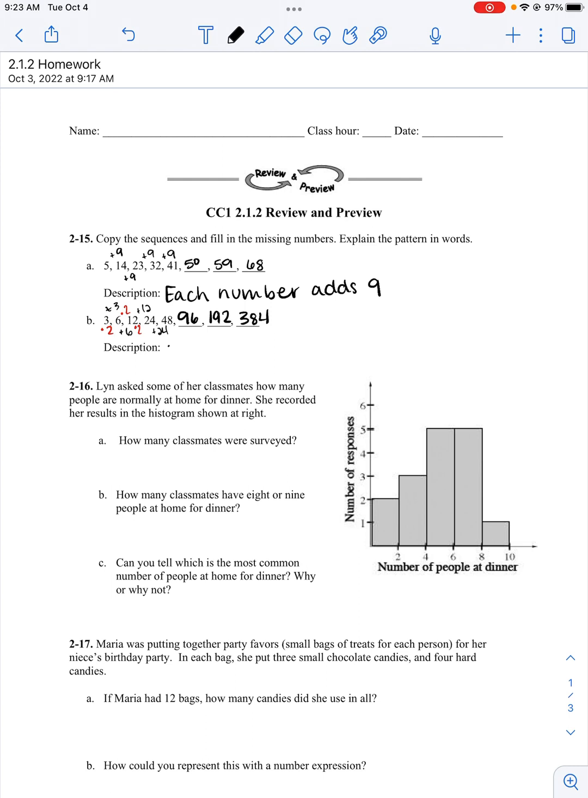The description: we multiply each number by 2.